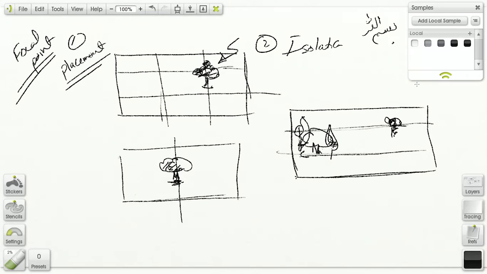But this tree will stand out because it's isolated, okay? That's still the focal point of this, okay? Does that make sense? So if something is isolated from the rest of the interest in the painting, that is another hint of a focal point, okay? So that's one way to do it.